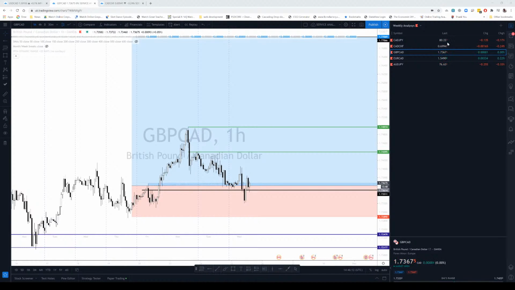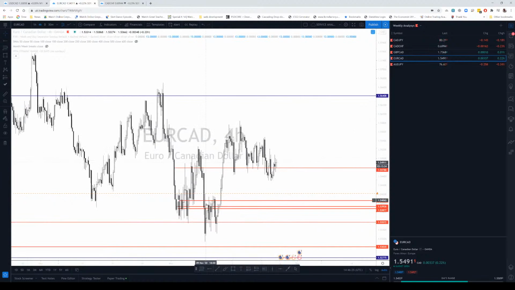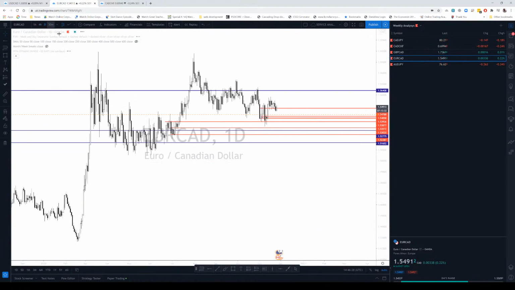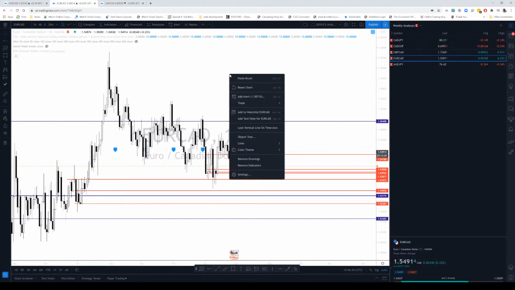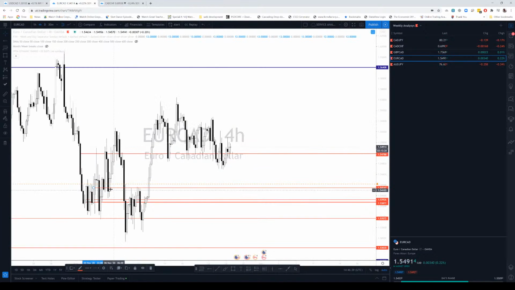Right, okay, so I've given enough time. Now, the next EuroCAD, we are still looking for price to drop down here. There's so many lines on this chart, but we are still looking for price to drop down there, right here. That's what I'm expecting price to drop to before I do anything.